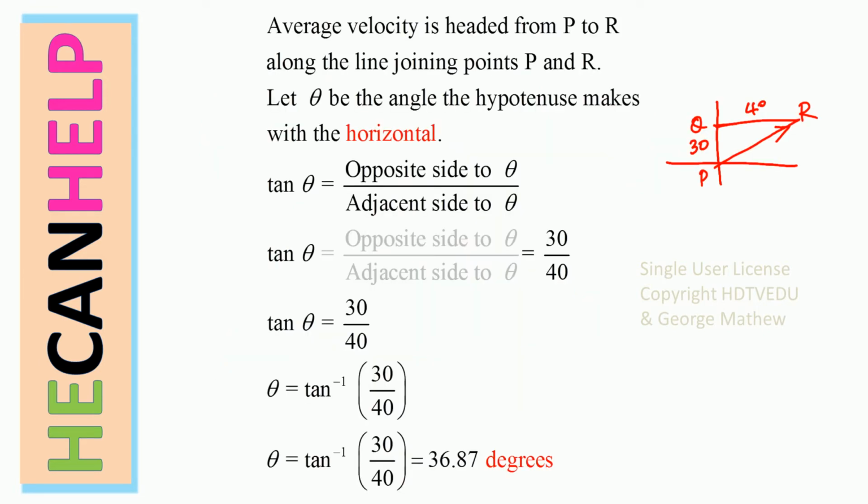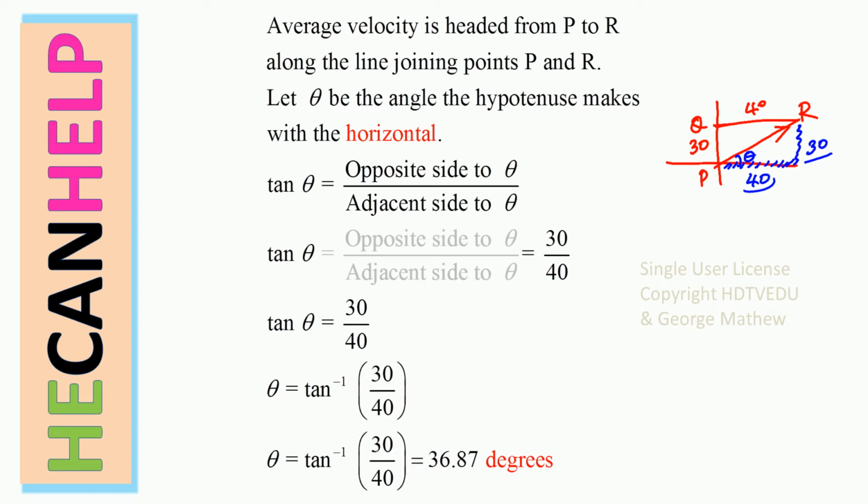So from P to Q, 30 meters. From Q to R is 40 meters. What is the angle that we have? That is theta. Theta is with respect to the horizontal. Based on this theta, what is the opposite side to theta? Opposite side to theta is 30. What is the adjacent side to theta? It is 40. We have the opposite side to theta, 30, and the adjacent side to theta, 40. So we can find tan and get the inverse and get the angle.